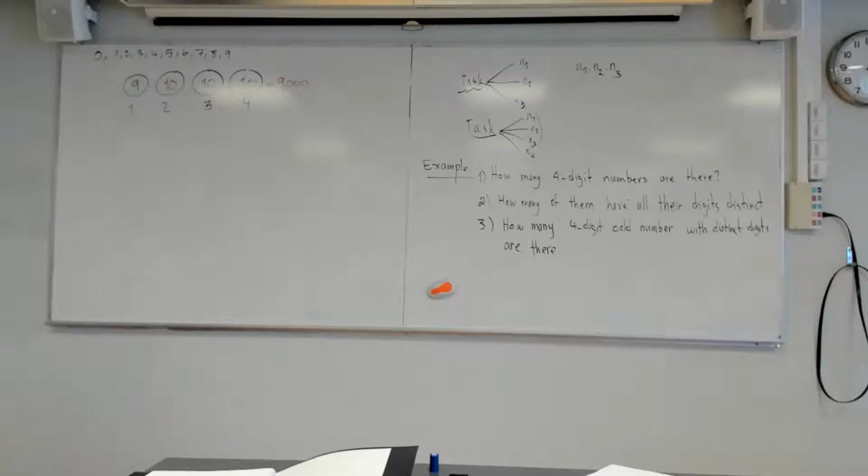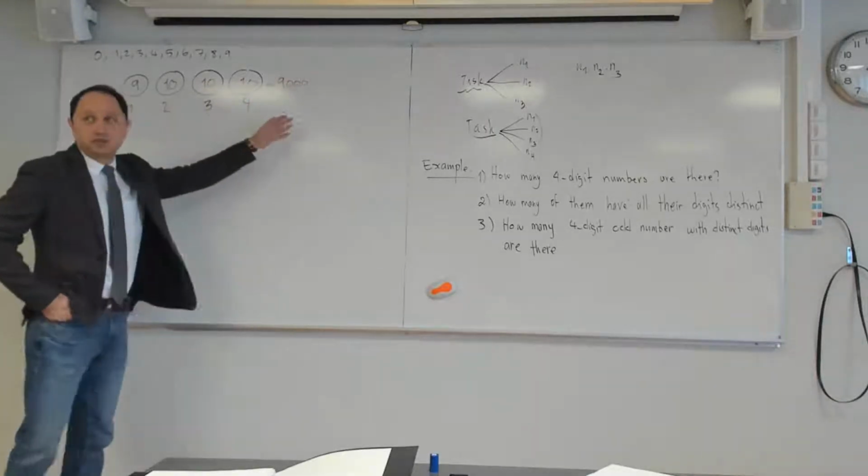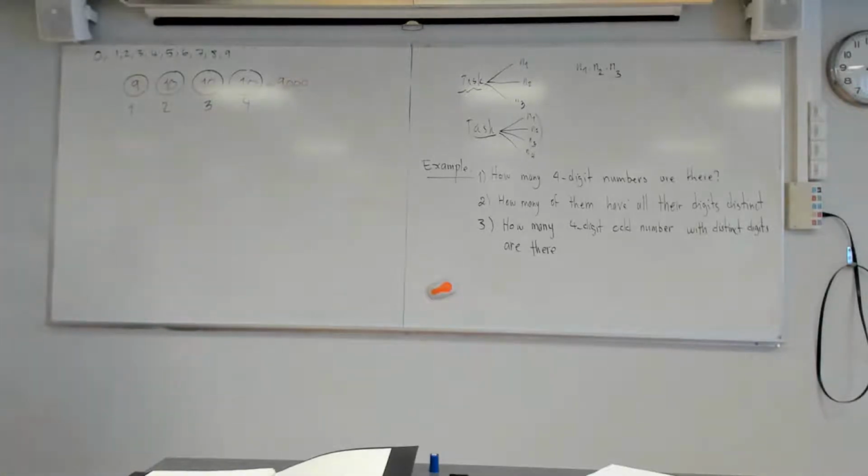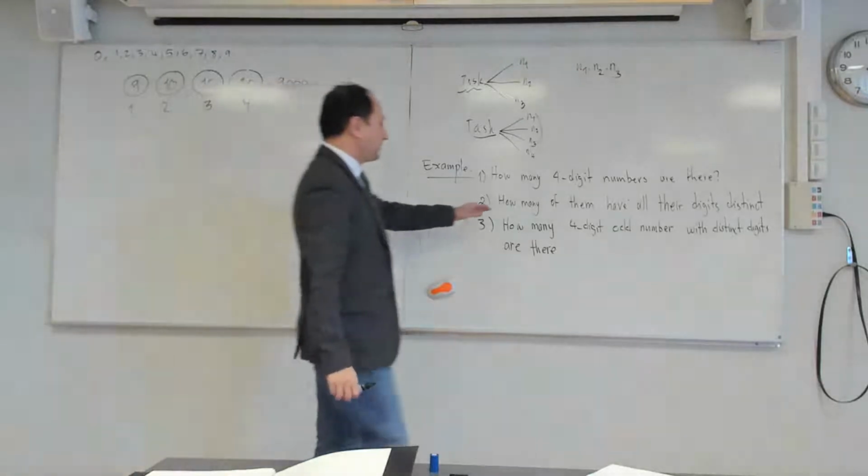Because the point is not the final number. The point is how you calculate this. So the answer is 9,000. Is that clear? Very simple. Let us do the other ones very quickly.